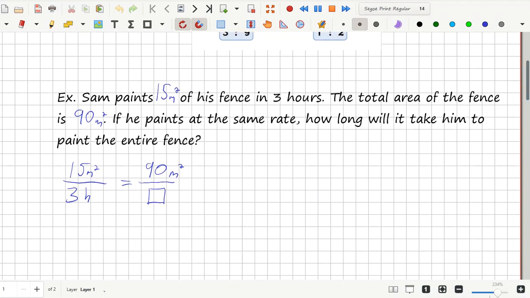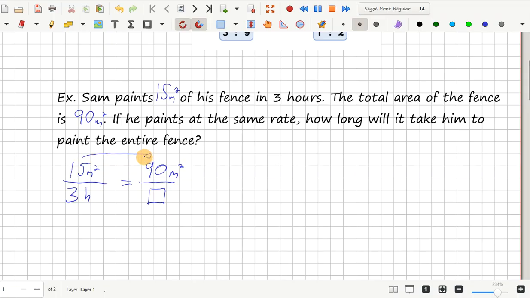So we'll look at an example here. Sam paints 15 square meters, or meters squared, of his fence in 3 hours. The total area of the fence is 90 meters squared. So he's already done 15 meters squared in 3 hours. Here's the ratio for that, or the rate. If he paints at the same rate, how long will it take him to paint the entire fence? So 15 to 90. I've already done 15. How long is it going to take me to do the whole thing, 90?